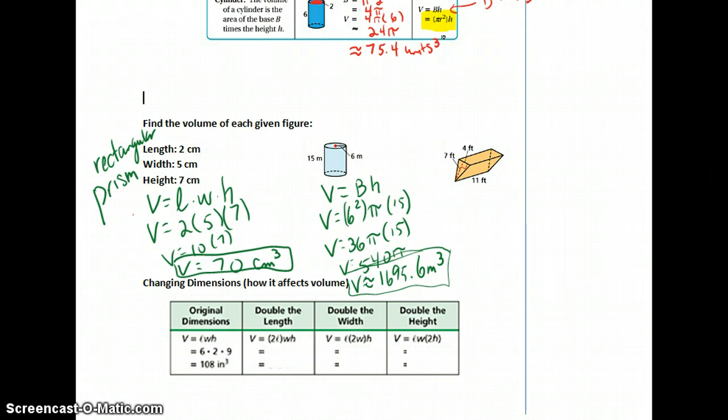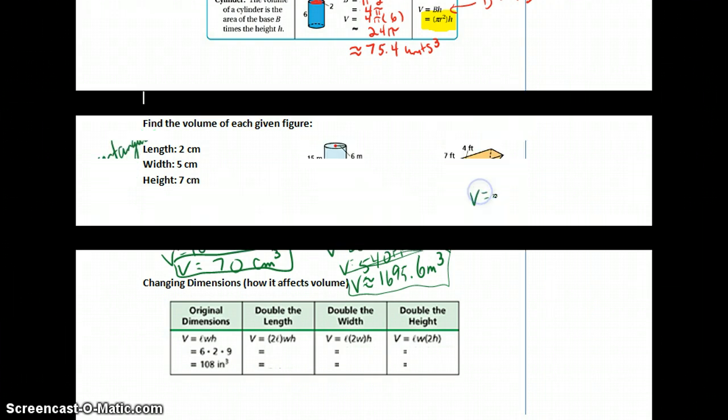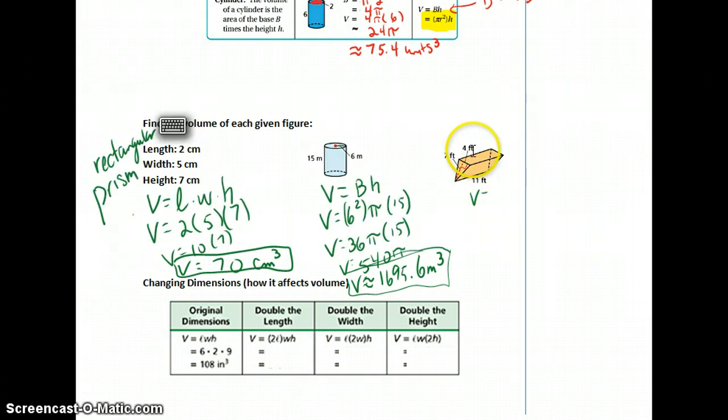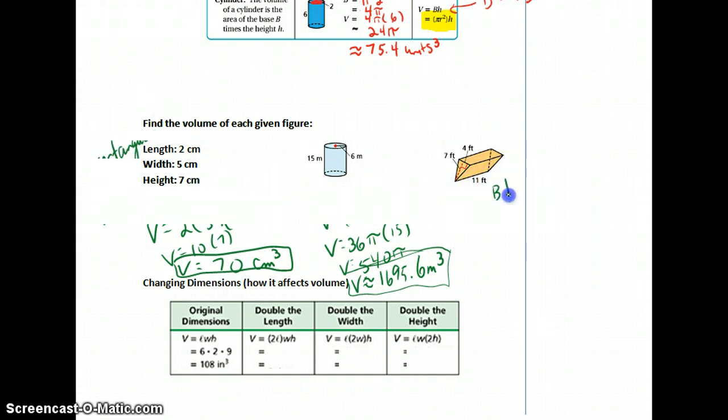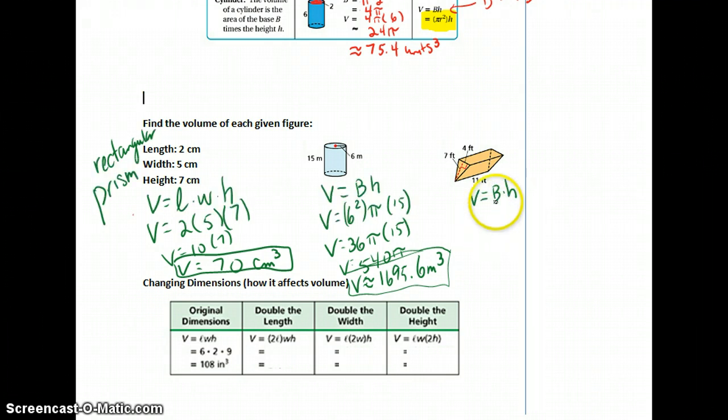The next one's going to be a little trickier. We're really going to think about what the area of that base is. So we know that volume is the area of the base times the height. The area of this base, we have to find the area of this triangle. That's our base. That's our end. And the way that we do that is we say it's 1/2 the base, which was 4, times the height of 7.